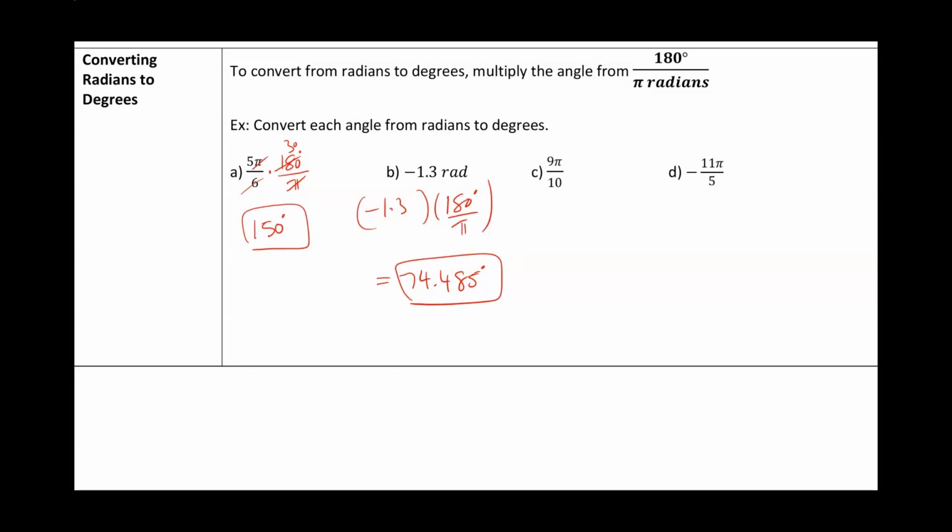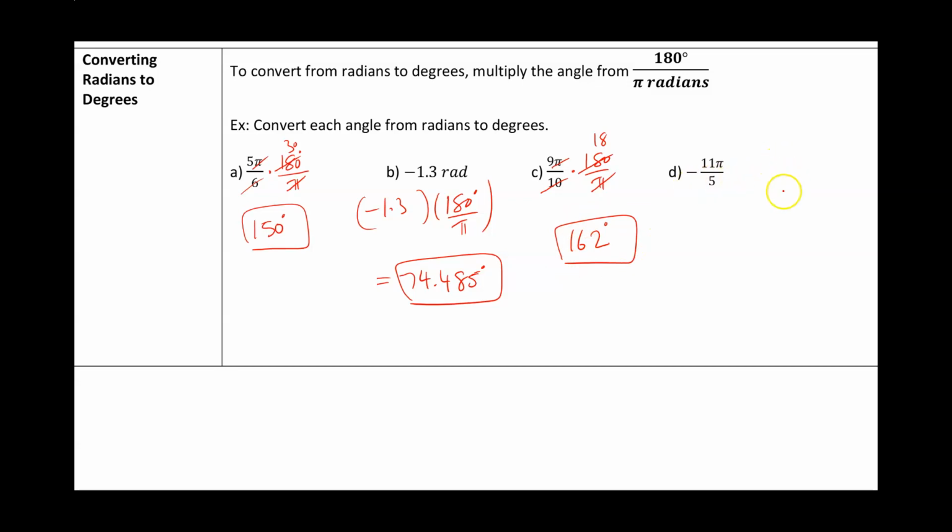Next one is 9 pi over 10 radians. So we're going to multiply this by 180 over pi. The pi's cross cancel. 10 goes into 180 18 times. And then if you have 18 times 9, this will give you 162 degrees.